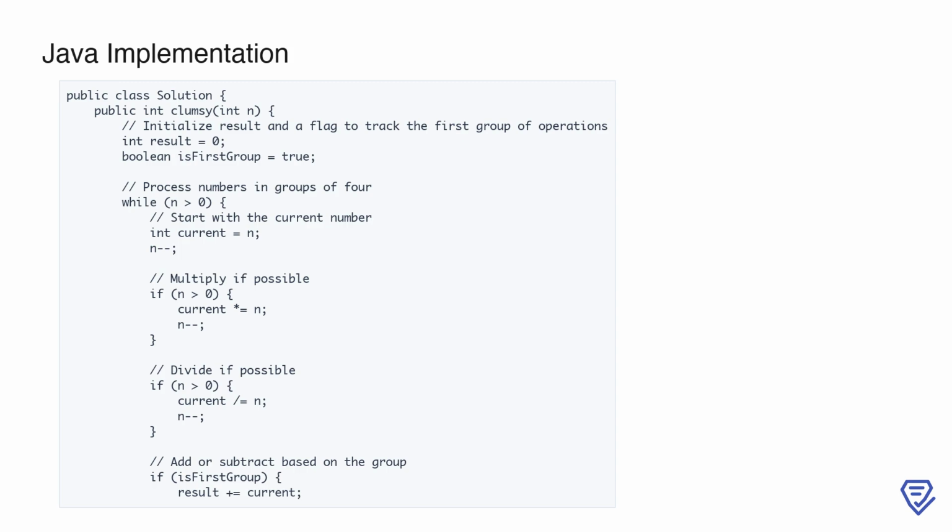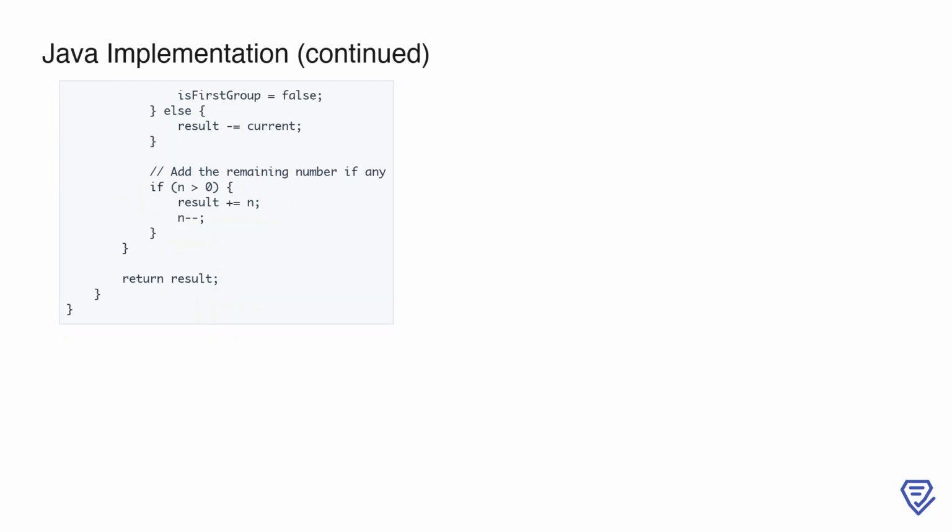After decrementing n, we check if the next operation, multiplication, is possible. If so, the current value is multiplied by the next number, and n is decremented again. Similarly, if division is possible, the current value is divided by the next number, followed by another decrement of n. These steps ensure that the multiplication and division operations are performed in sequence. Finally, we check whether this is the first group of operations. If it is, the result is updated by adding the current value. If it's not the first group, we subtract the current value from the result instead.